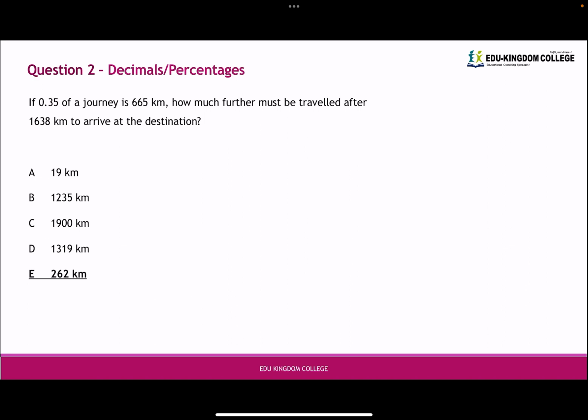Now question 2 is decimals slash percentages. 0.35, or 35%, of a journey is 665 kilometers. 35% is pretty close to a third, so we're just going to multiply it by 3. When we're trying to save time, unless we want it exact and our answers are very close to each other, which in this case they're not, we can make general estimates, and it's usually quite safe and very time-saving to just choose the closest answer.